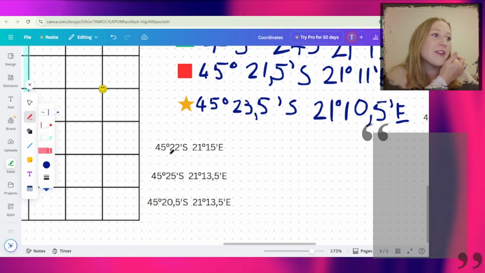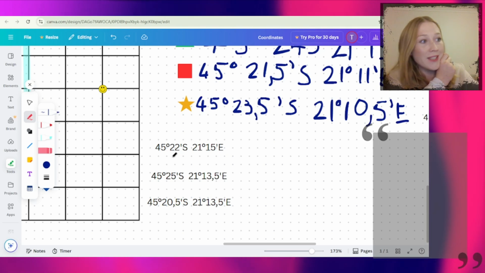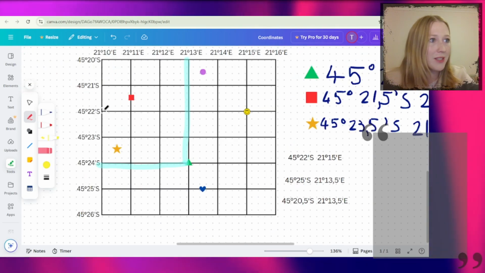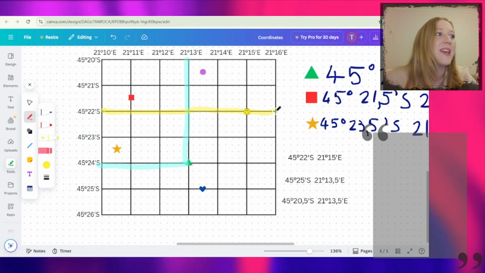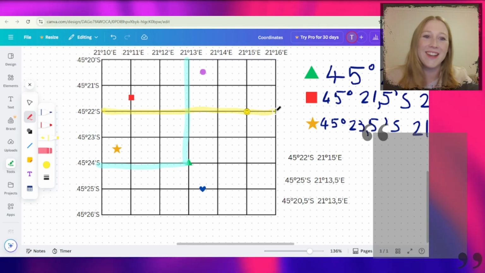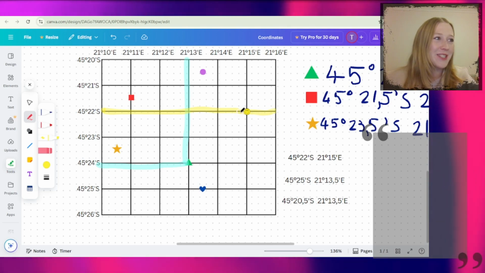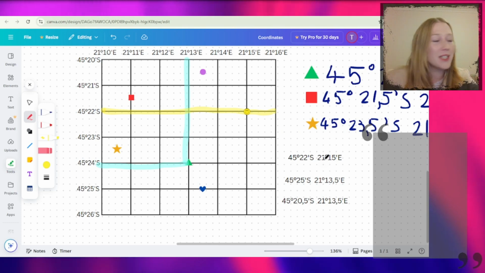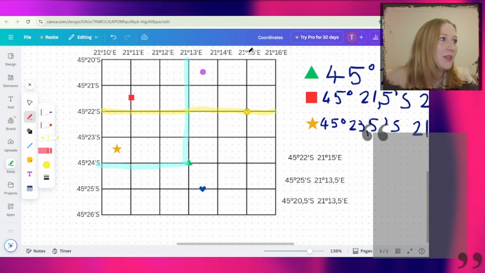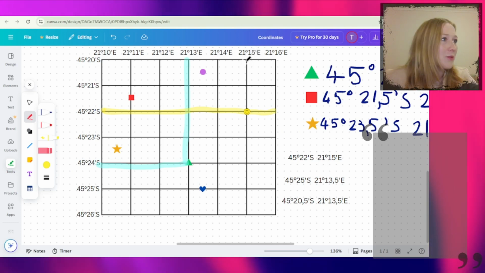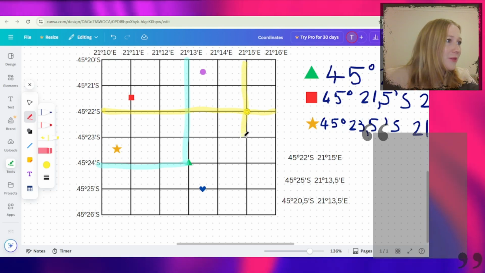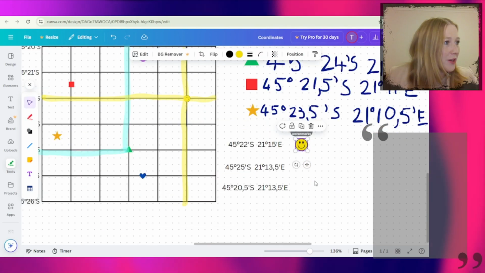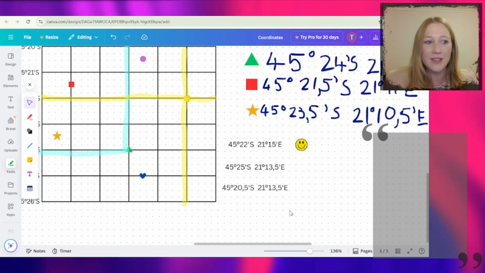Okay, 45 degrees and 22 minutes south. There's 45 degrees and 22 minutes. I just love it when the colors happen to align, when the highlighter happens to match the smiley face. Then 21 degrees at 15 minutes. So there is my 15 minutes. Draw the line down. We can see where it crosses right there on the smiley face. So we found a smiley face.